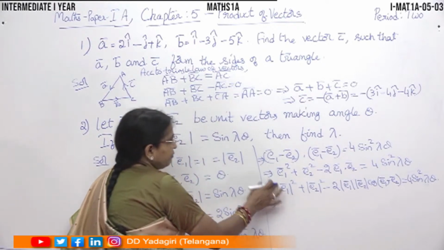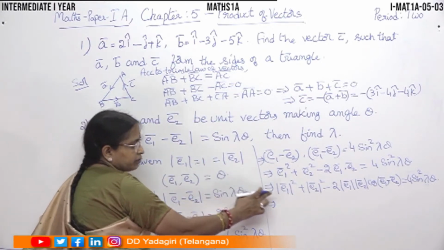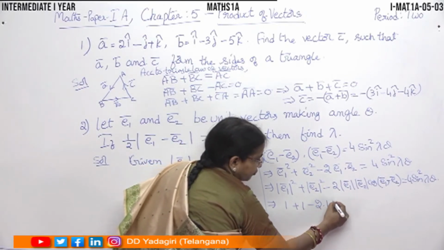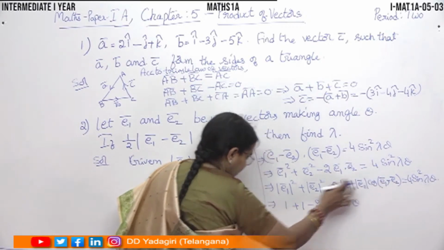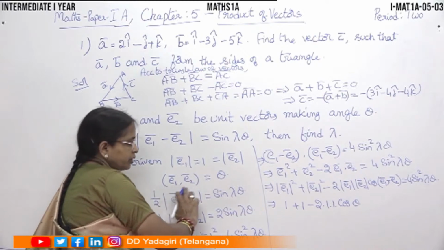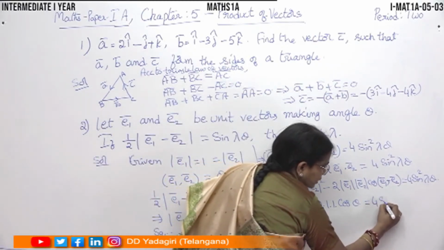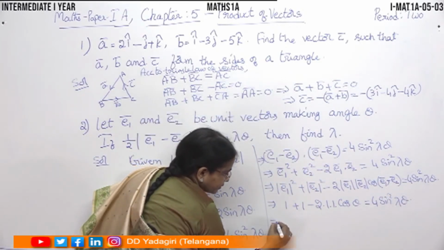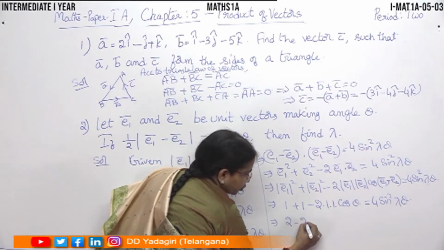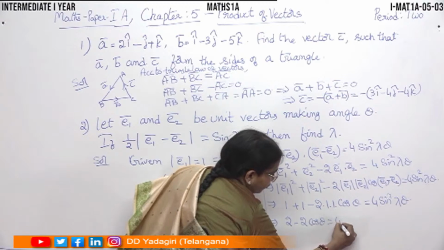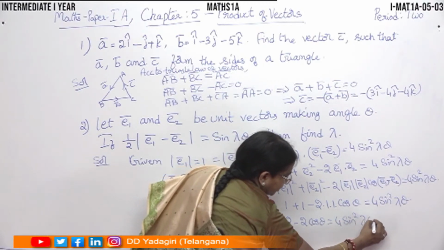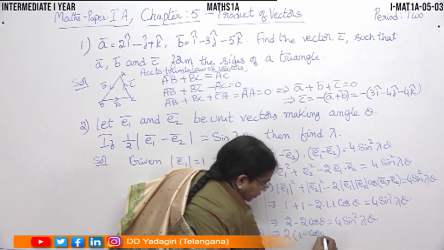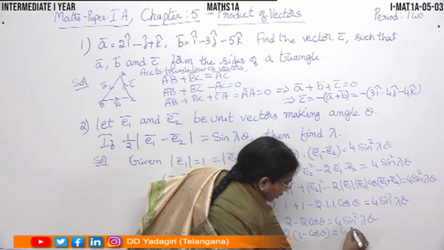Okay, so now mod E1 is 1, and this is also equal to 1. So 1 square plus 1 square minus 2 into 1 into cos theta, since the angle between E1 and E2 is given as theta, is equal to 4 sine square of lambda theta. Now when you simplify, this becomes 2 minus 2 cos theta is equal to 4 sine square of lambda theta. Now when you take 2 common, it is 2 into 1 minus cos theta is equal to 4 sine square of lambda theta.